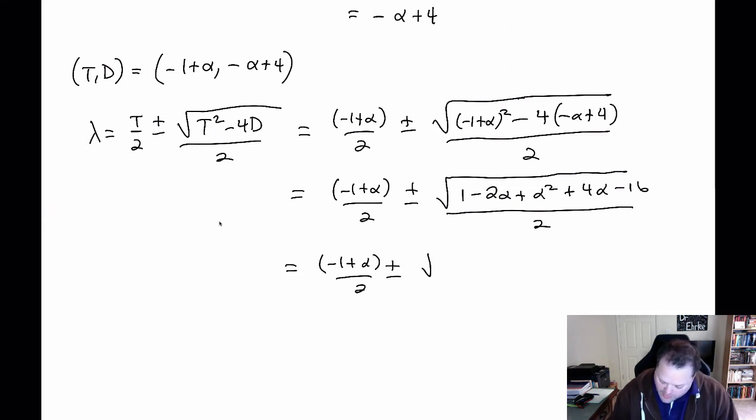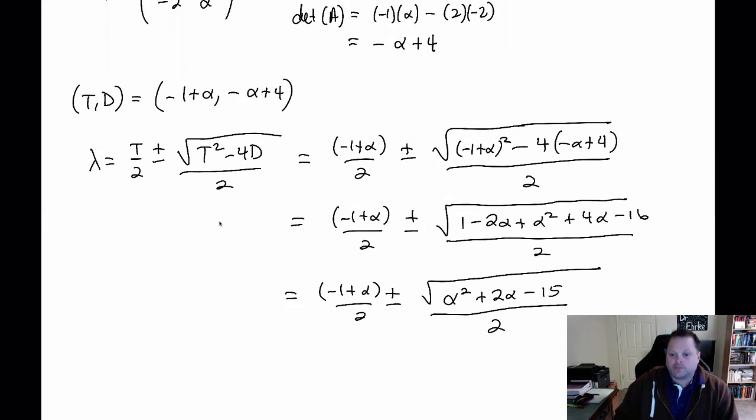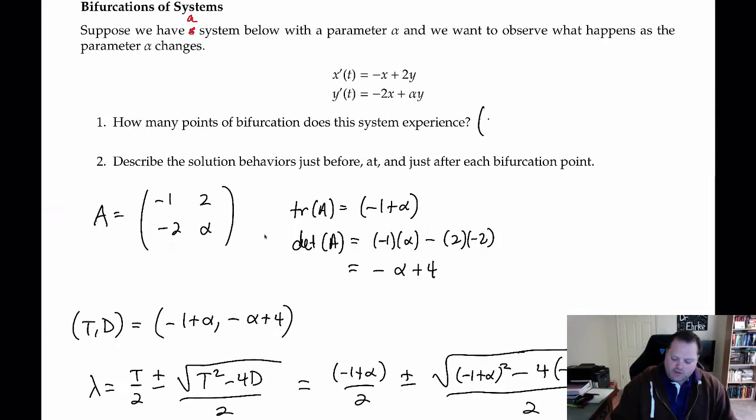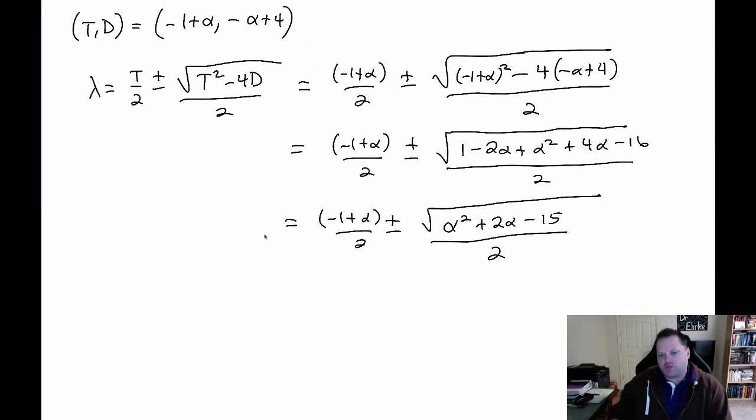Okay, so if I collect everything, I've got alpha squared plus 2 alpha minus 15. So this is what I'm working with, and I want to talk about points of bifurcation and what that means. This is really only something that you should do in Maple. It's not something that you're going to want to do by hand, and I want to show you that. I've got a Maple file that will look at this example together. But before we get to that, I want to talk about some interesting points.